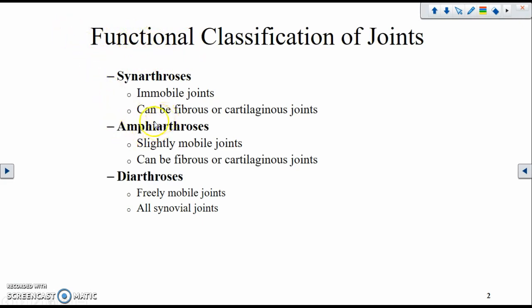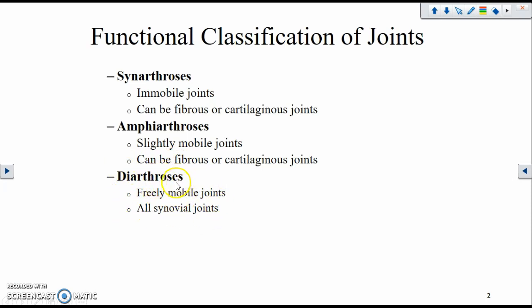And then on the other hand, there's the amphiarthrotic joint, which is a slightly mobile joint. An example of that would be in your back. As I said before, your vertebrae are connected to each other through cartilaginous joints. There's not a lot of movement allowed, but there's a little. You can arch your back, and what you're doing is slightly moving that type of cartilaginous joint between your vertebrae. And then obviously the diarthrotic joints are freely mobile joints, and those are all synovial joints.